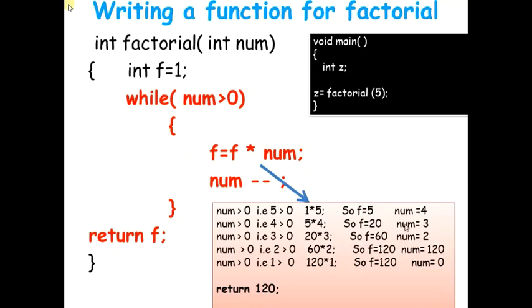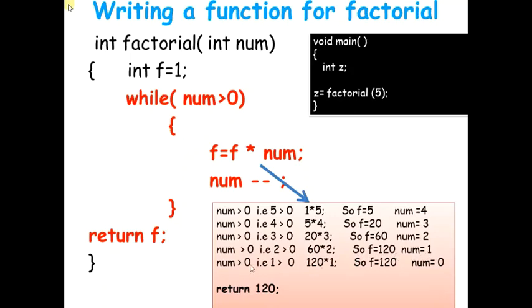After that you do num minus minus, you get 2. Then again you check, 2 greater than 0, yes. Then you do f is equal to f into num. So 60 into 2, 120. Alright. So right now, this num is not 120. This num is 1 now. F is 120. So it's again going to check now.